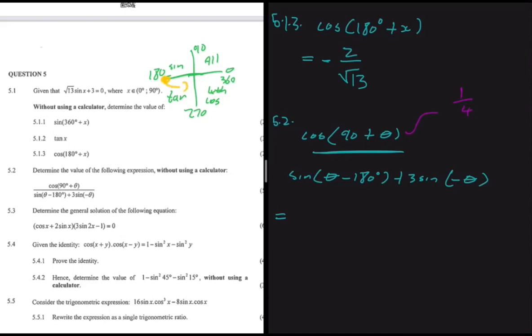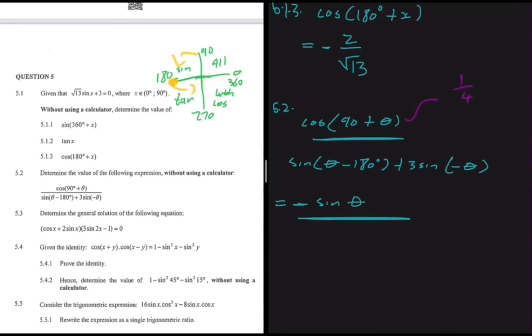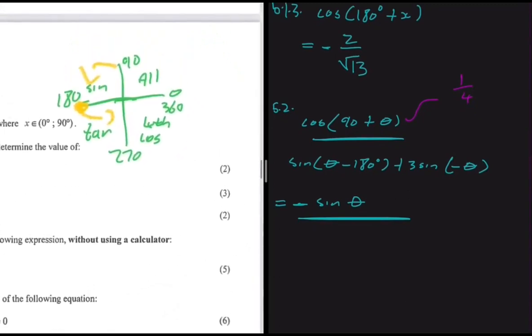But then is cos positive or negative in the second quadrant? Because we have 90 plus, so we move into the second quadrant. Cos is negative because cos is only positive in the first and fourth quadrants. So here we're going to have minus, but cos is going to change into sine. So we have minus sine of theta, and then divided by sine of theta minus 180 degrees. So sine of theta, we are here in the first quadrant.